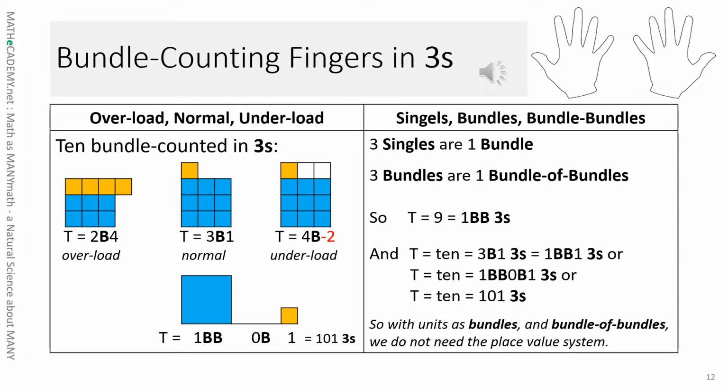Bundle counting fingers in 3s. Counting 10 with overload, normal, or with underload, we get: the total is 2 bundle 4, or 3 bundle 1, or 4 bundle less 2. But, 3 bundles are 1 bundle of bundles. So, a total of 9 is 1 bundle 3s. And 10 is 1 bundle, and 0 bundles, and 1, 3s. Or short, 10 is 101, 3s. So, with units as bundles, and bundle of bundles, we do not need the place value system.